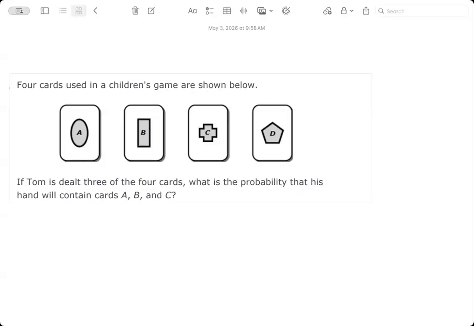Try. So, what is the total number of ways? What is the favorable number of ways? Favorable number of ways is just you want A, B, C. We can go for combinations. Choice is not important, meaning order is not important.